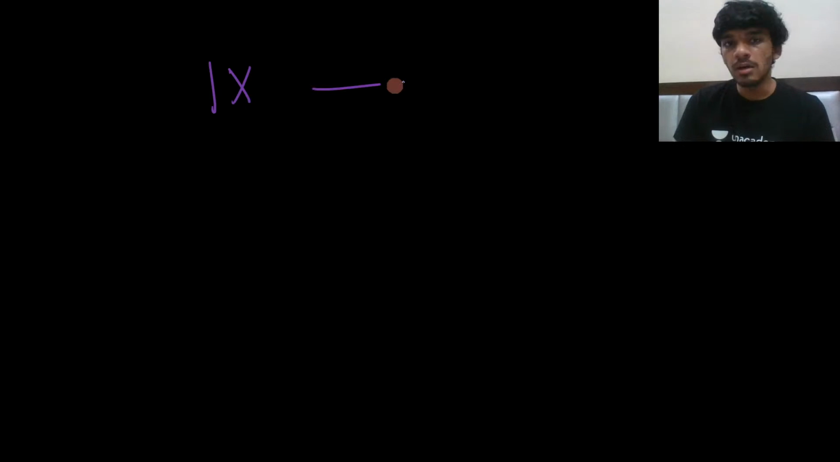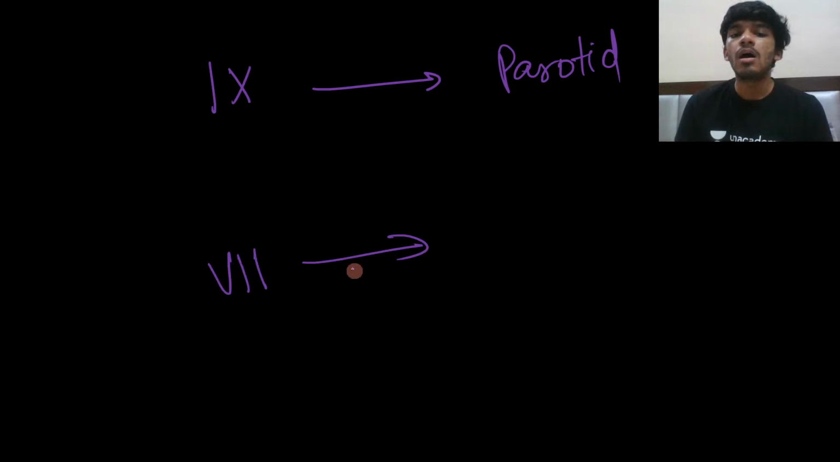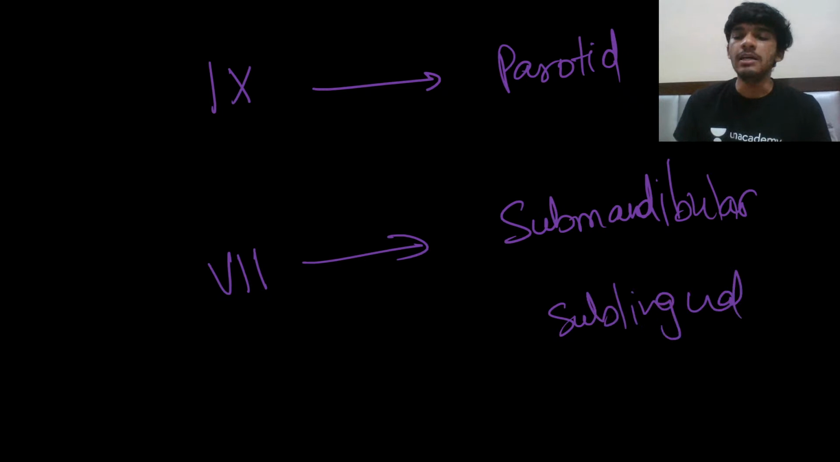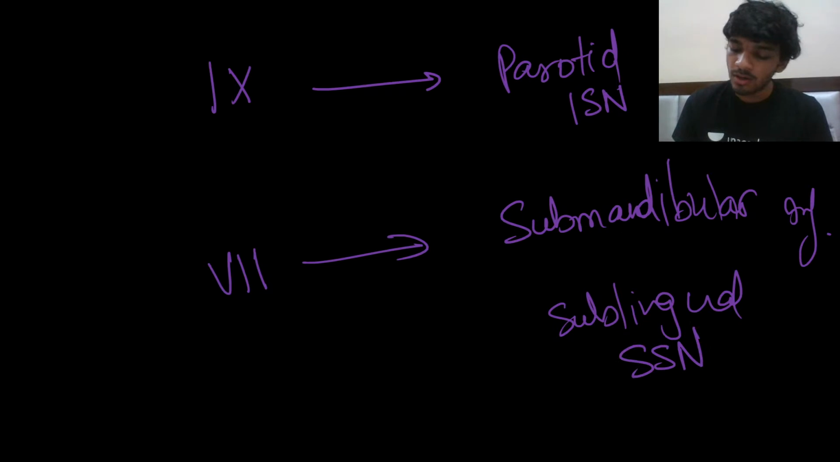Now glossopharyngeal nerve supplies the parotid gland, and the facial nerve supplies the submandibular and the sublingual gland. Now the confusing thing here is that this is present superiorly and this is present inferiorly, but this is supplied by the inferior salivatory nucleus and this is supplied by the superior salivatory nucleus.